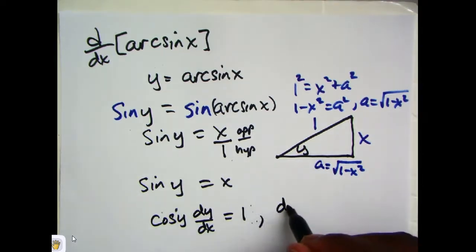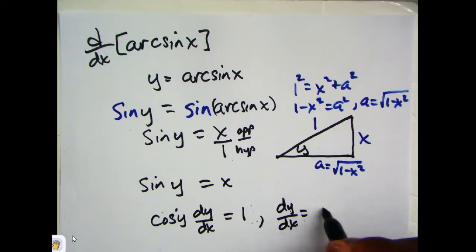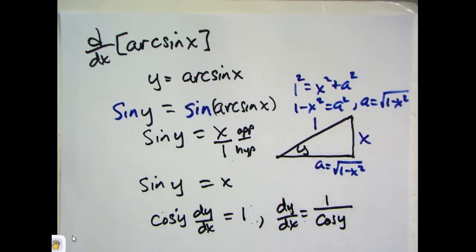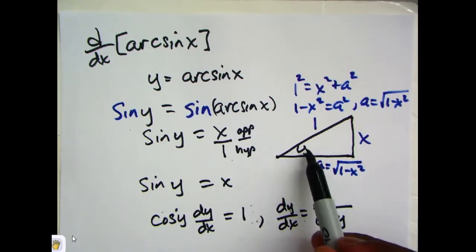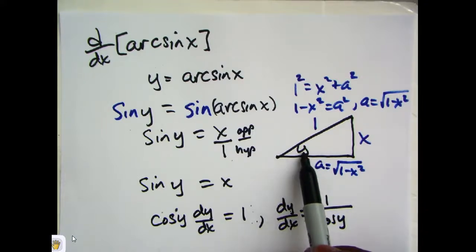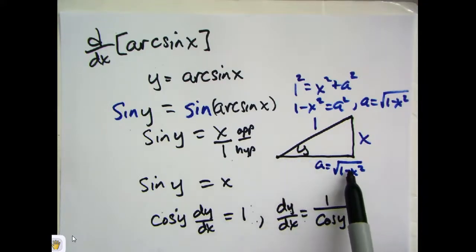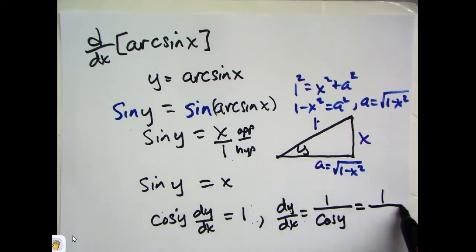So dy/dx is equal to 1 divided by cosine of y. Now, we're still making reference to this triangle here. The cosine of y is adjacent divided by hypotenuse. So dy/dx is 1 divided by the square root of 1 minus x squared.